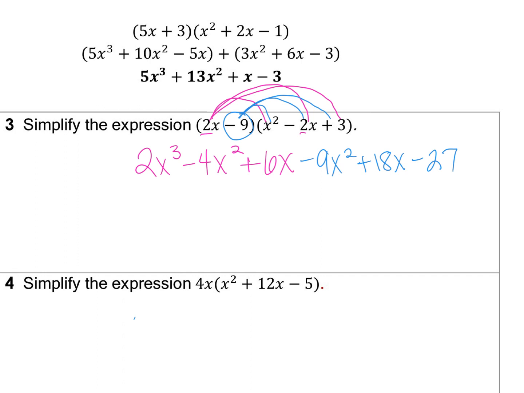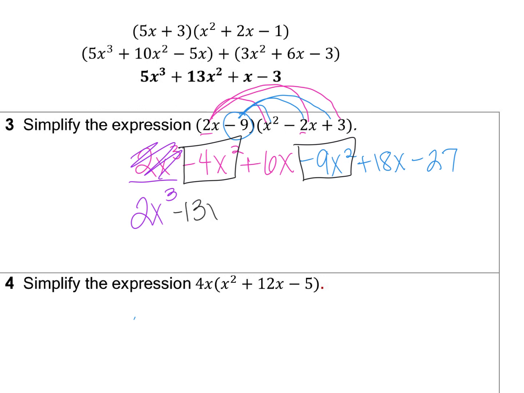Now we're just combining our like terms. So I'm going to start out with my 2x cubed. So I'm looking for another x cubed. Notice there is not one, so I'm just rewriting 2x cubed. Then I'm looking at x squared, so negative 4x squared. Notice there is another x squared. It's negative 9x squared, so that would be negative 13x squared. And again, when you're adding and subtracting, you don't change your exponents like when you're multiplying.